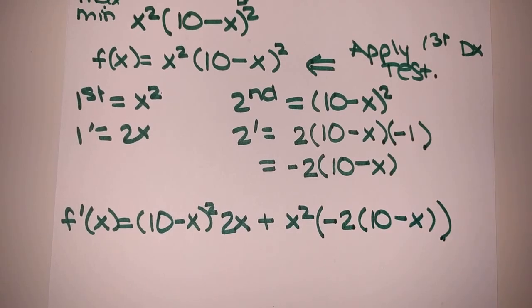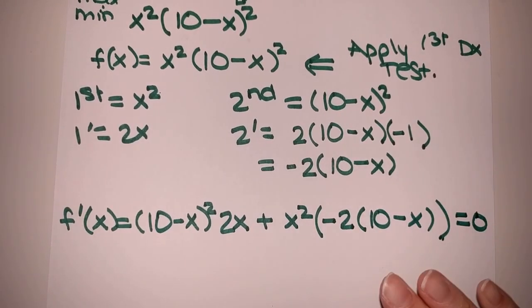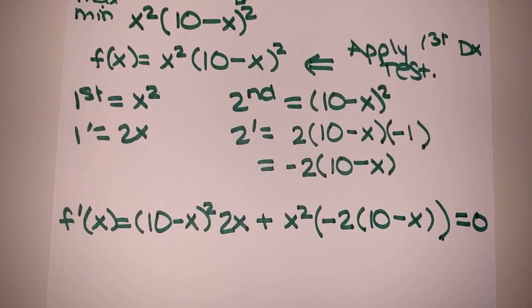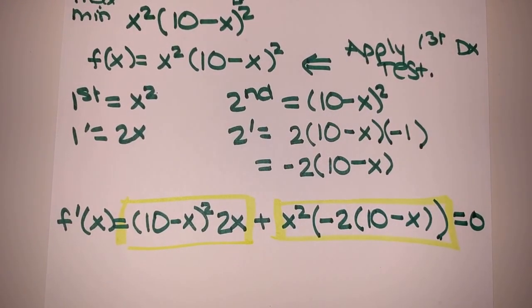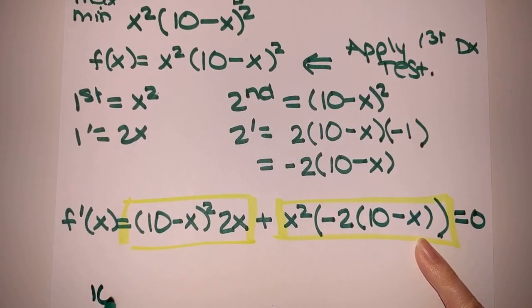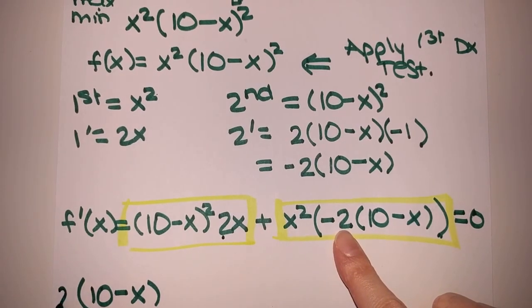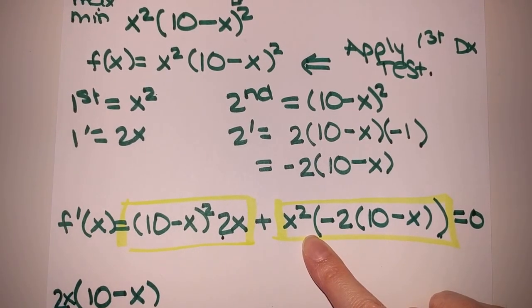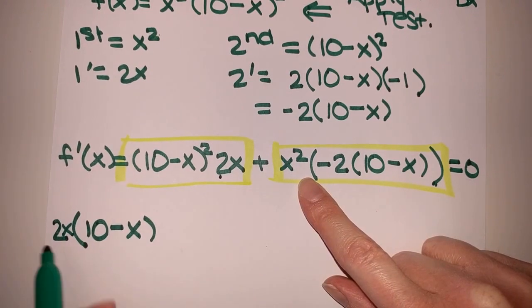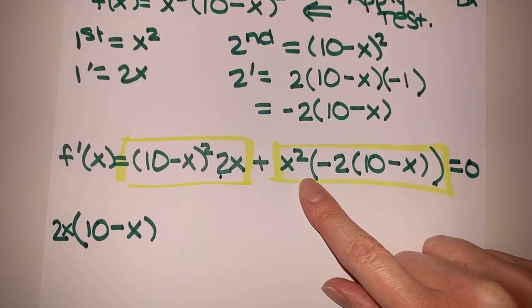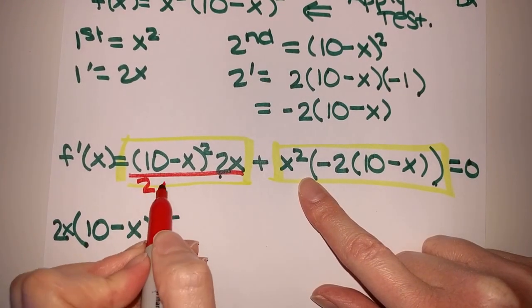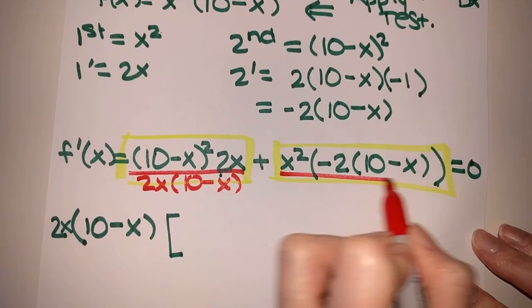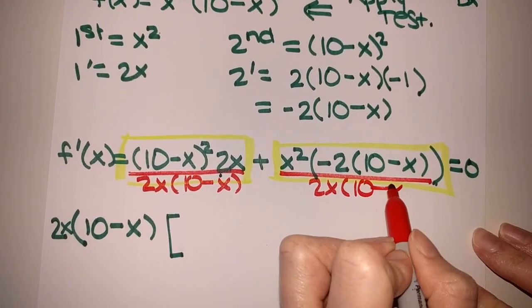All right, so we need to set this equal to 0. So it might be easiest to just ask, as we always have, is there a GCF in these two terms? When you look at those two terms, you do in fact have a 10 minus x common to both, and you also have a 2 common to both, and an x to the first common to both. So our GCF is 2x times the quantity 10 minus x. If we pull out the GCF, I'm going to divide by 2x times 10 minus x.